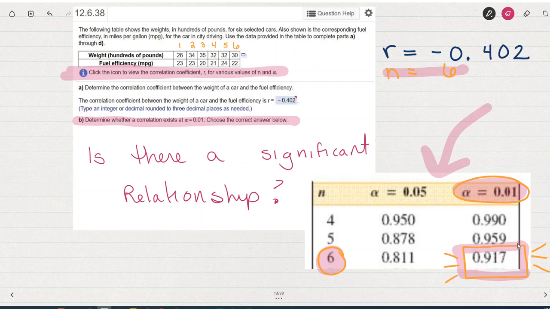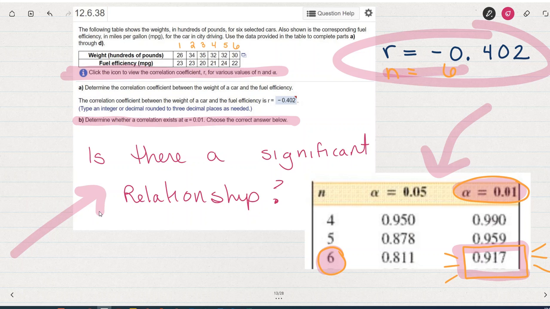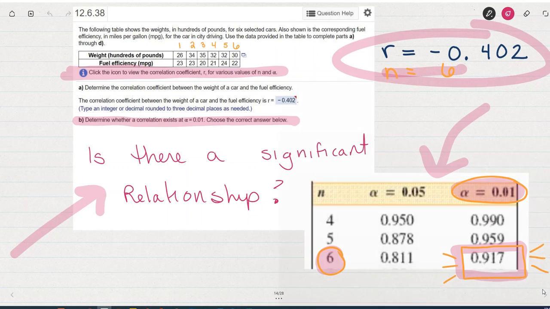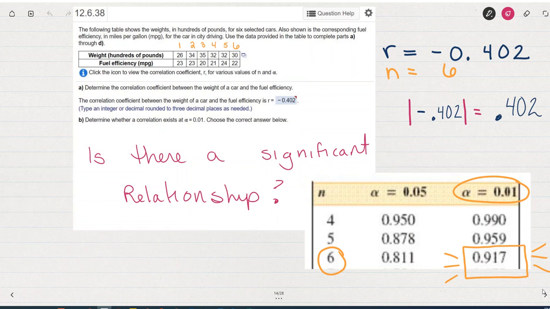So what I'm trying to determine is whether my coefficient tells us that there's a significant relationship. If I take this absolute value of negative 402 thousandths, I'm going to get 402 thousandths.